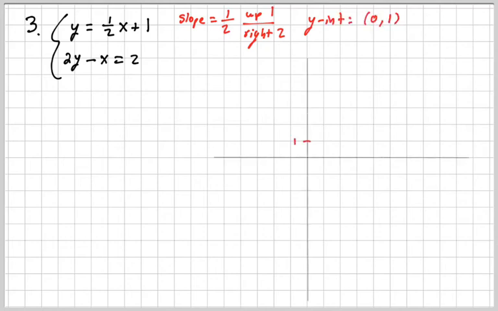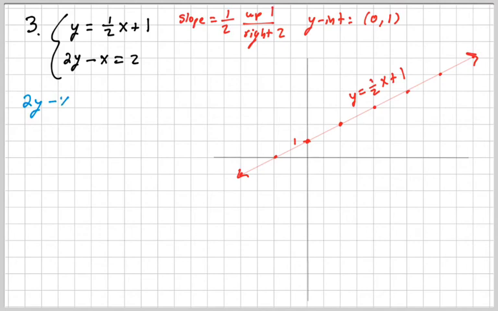So let's go ahead and graph it. So 0, 1 is our y-intercept. And we're going to go up 1, right 2, up 1, right 2. Now you can also go down 1 and left 2. So do the opposite, down 1 and left 2, and get a couple more points. Connect your dots and label your line. Okay, let's go ahead and graph the other line.